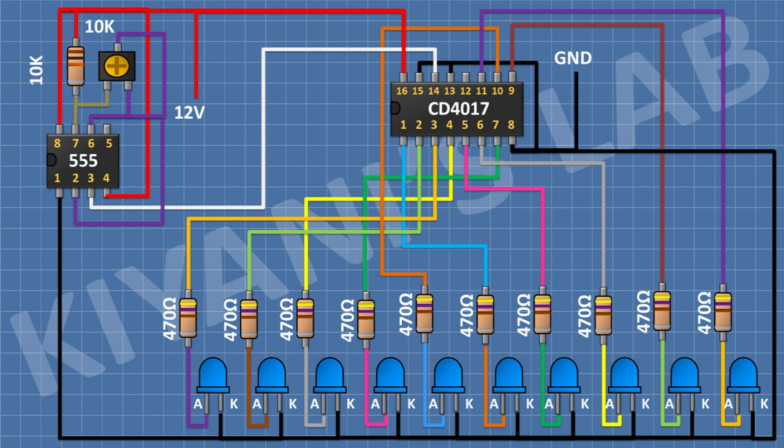After that, connect a 10K resistor and connect one pin to pin number 7 of the 555 timer IC and its other pin to the positive supply. After that, connect a 10 microfarad capacitor and connect its positive pin to pin 2 of the 555 timer IC and its negative pin to ground. So we have completed this example circuit. Now let's test this circuit.